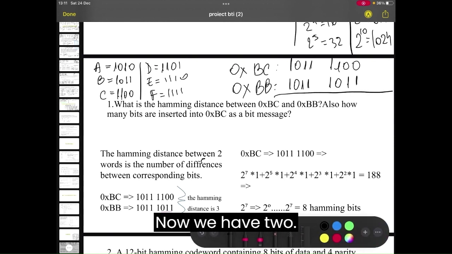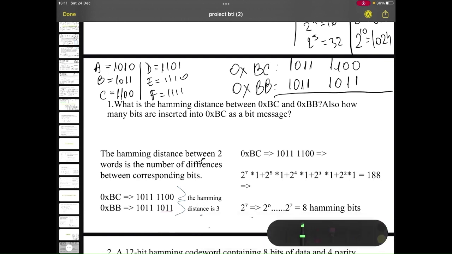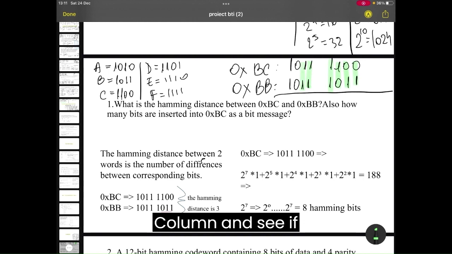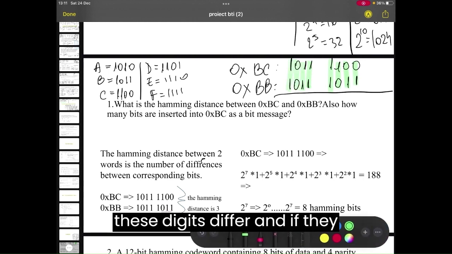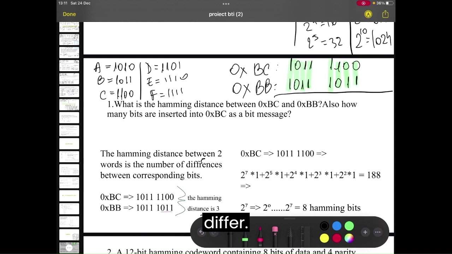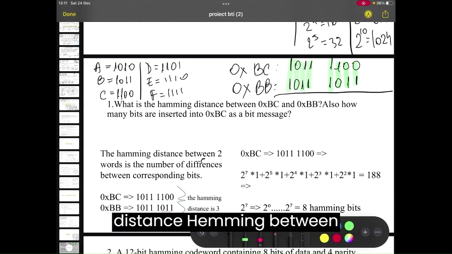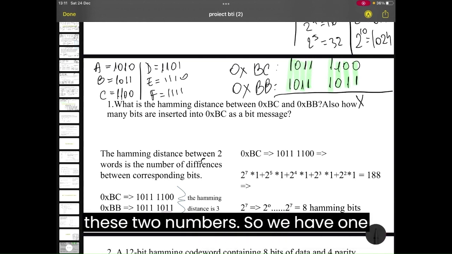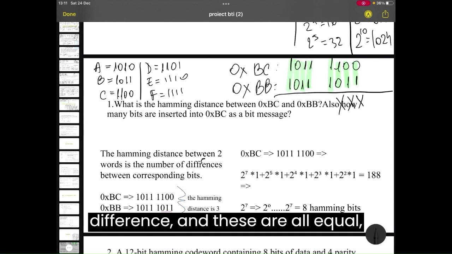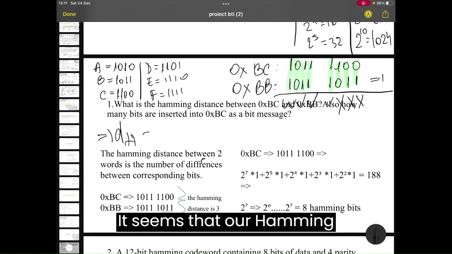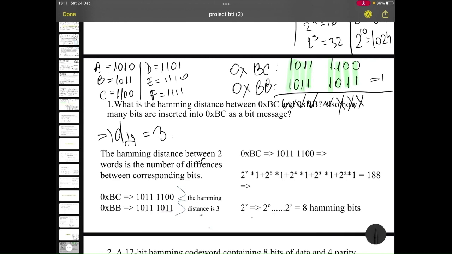Now, we have to look on each column and see if these digits differ, and if they are different, then the number of differences will be the Hamming distance between these two numbers. So we have one difference, one difference, one difference, and these are all equal. So it seems that our Hamming distance is equal to 3.